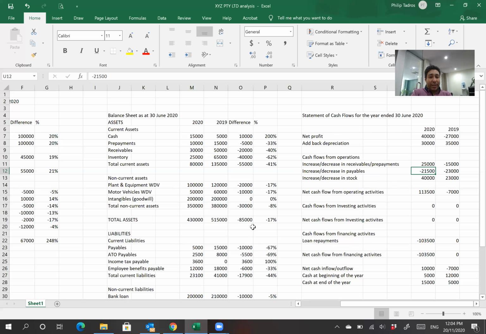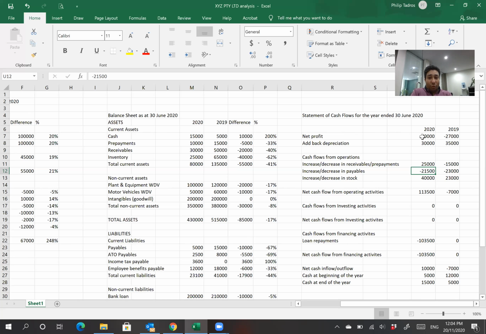Now we come to the current liabilities. So we have a decrease in payables. We also have a decrease in ATO payables, and we also have a decrease in employee benefits. So all in all, we have a total decrease in payables of $21,500 if we also take into account the income tax provision. So a decrease in a current liability is represented by a negative amount, which means it's a minus $21,500.